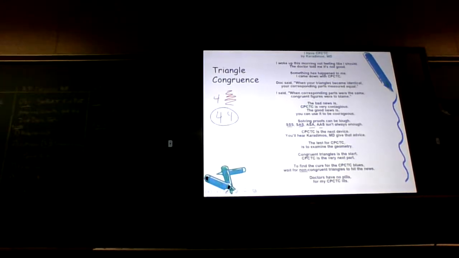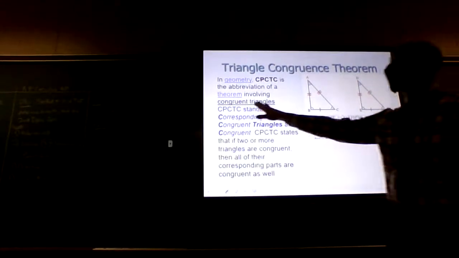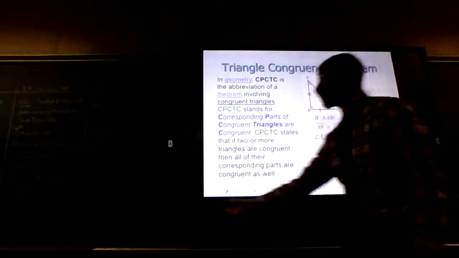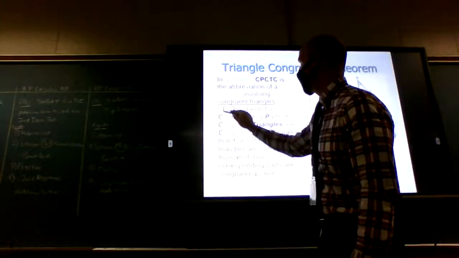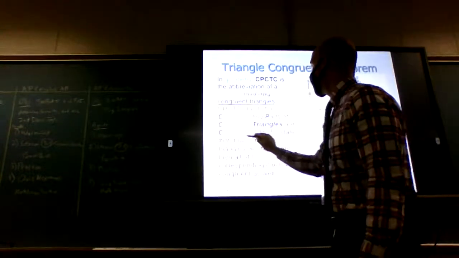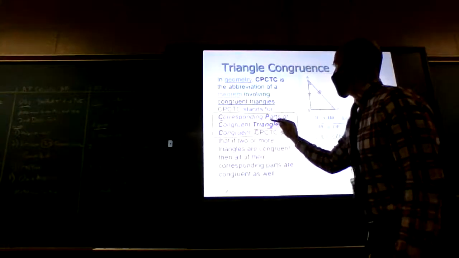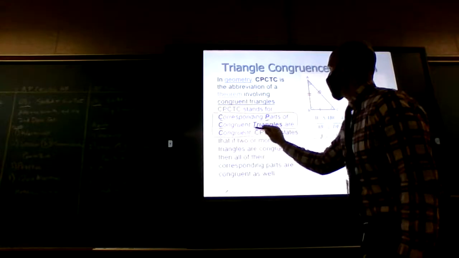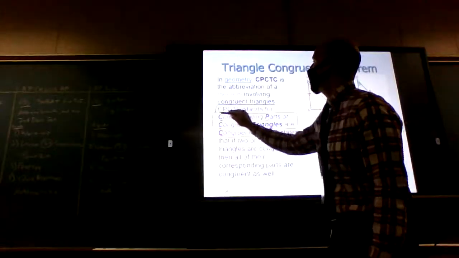So today we're going to focus on this, whatever the CPCTC is. So in geometry, CPCTC is an abbreviation for the theorem involving congruent triangles. And here's what CPCTC stands for, right? I'm going to make sure I'm still on my marker here. Sometimes I forget I'm on my marker and it screws up. So corresponding parts of congruent triangles are congruent. That's what CPCTC stands for.